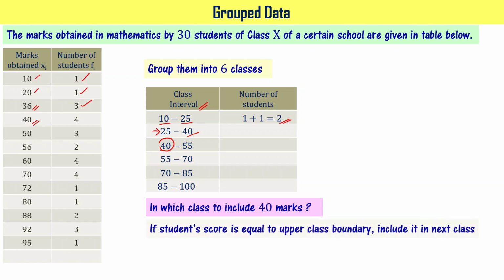The convention people chose is, if the score is equal to the upper class boundary, then include it in the next class. It means since the score 40 is the upper class limit for this particular class, we have to include 40 marks into the next class, that is 40 to 55 class, right? You got it? So it means only 36 is going to be part of 25 to 40 class.